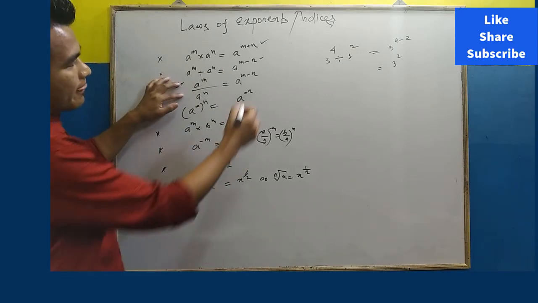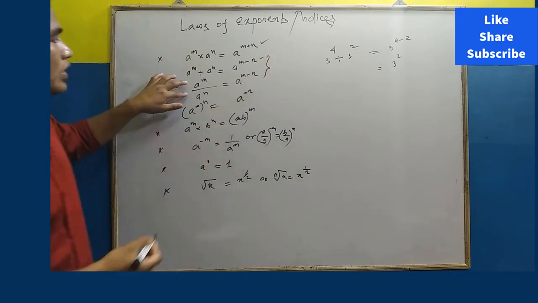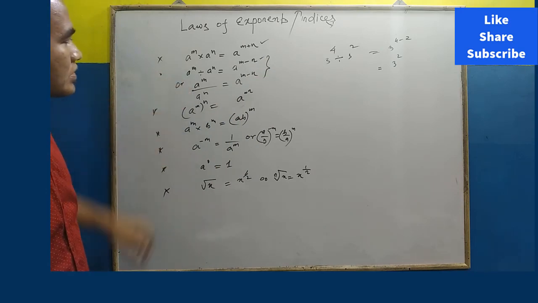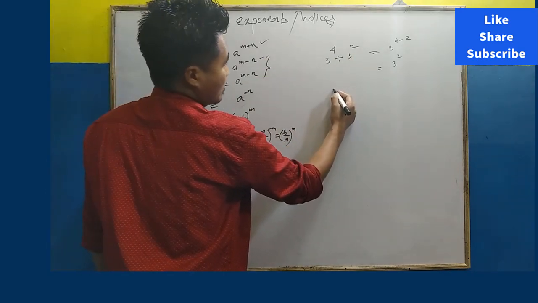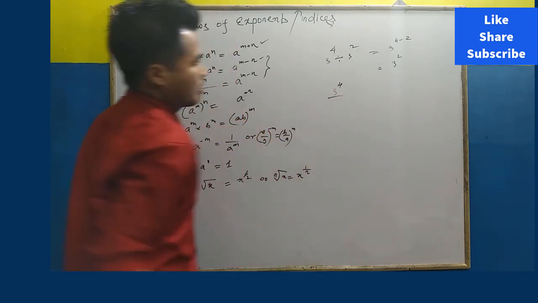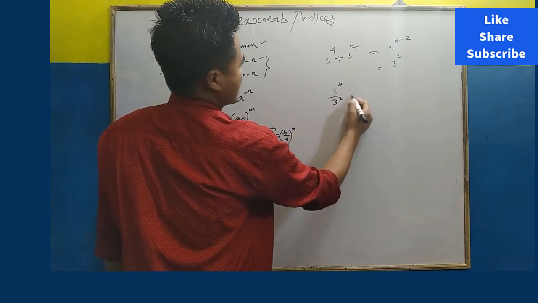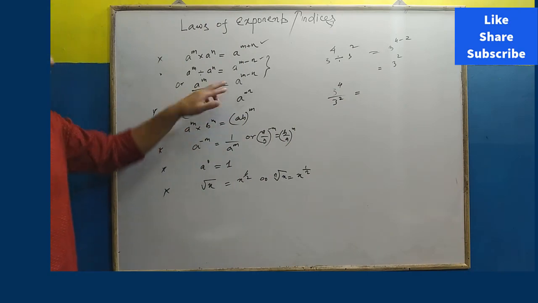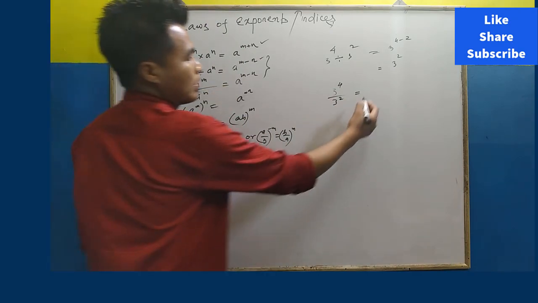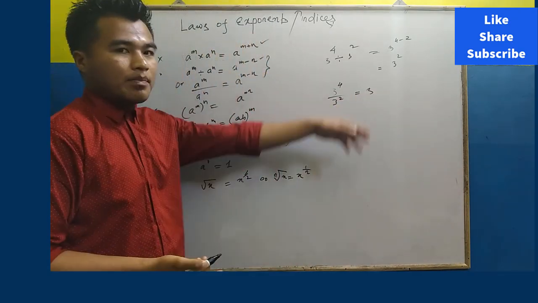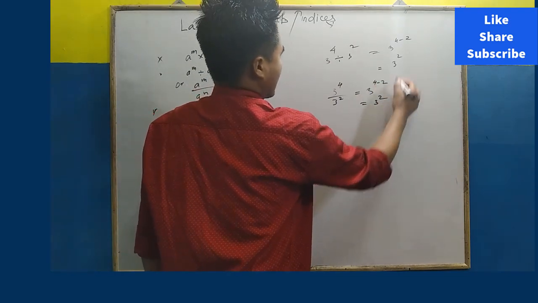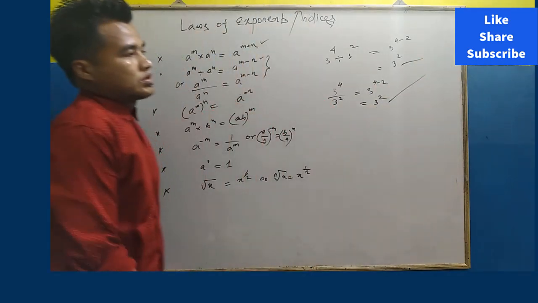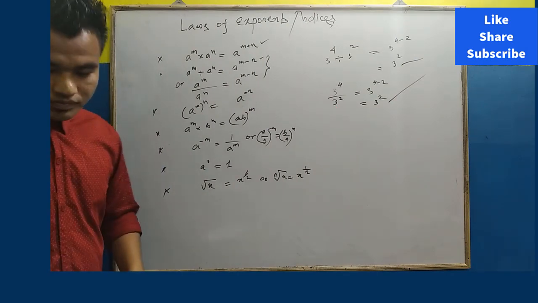These two laws are the same, so let us try to apply it. If we have the same question in this manner, for example 3 to the power 4 divided by 3 squared, it is a to the power m minus n, so it will be 3 to the power 4 minus 2, which is equal to 3 squared. So we get the same answer.